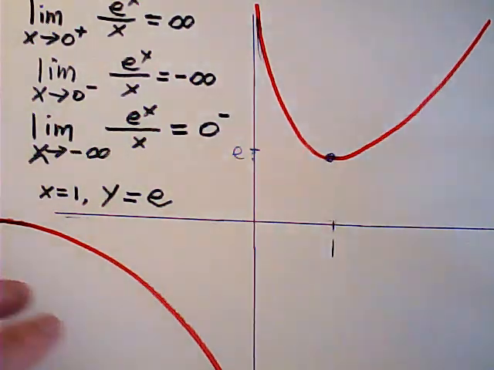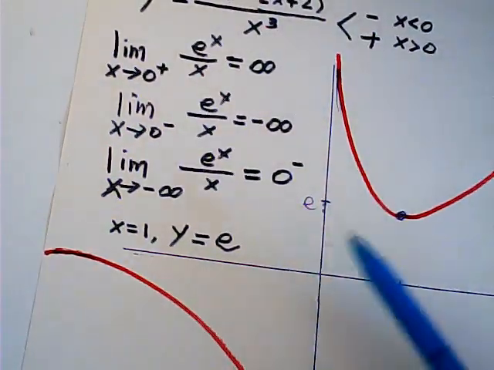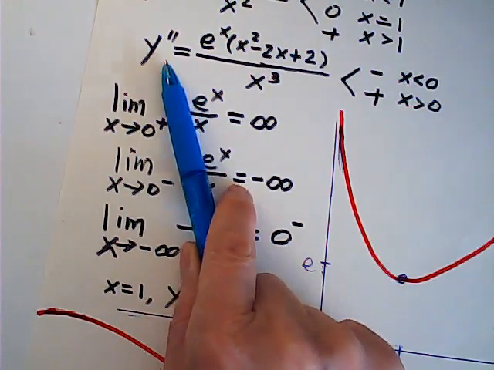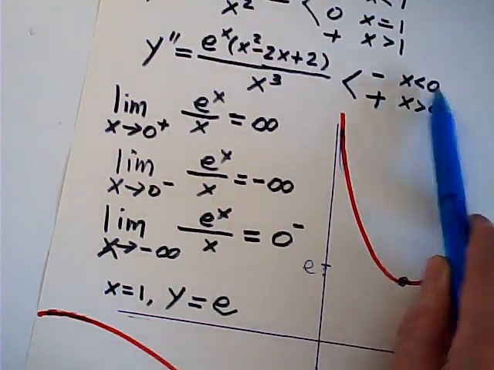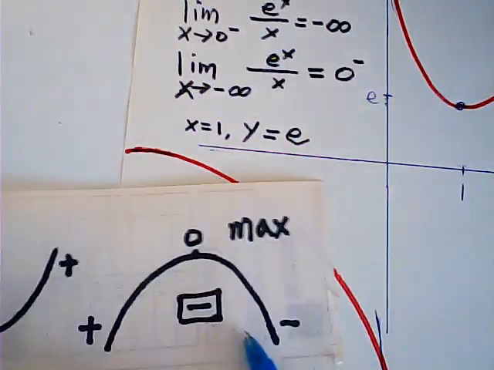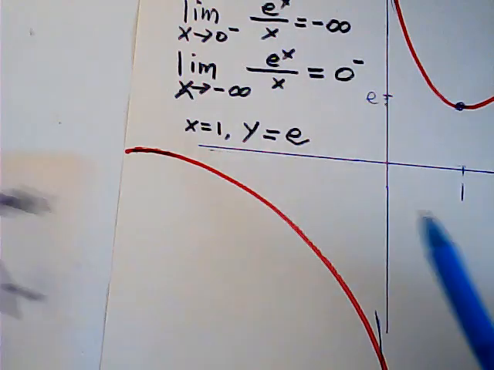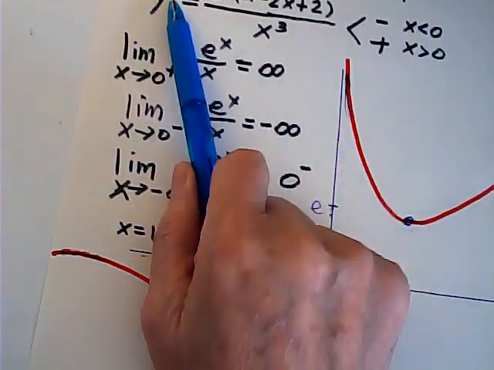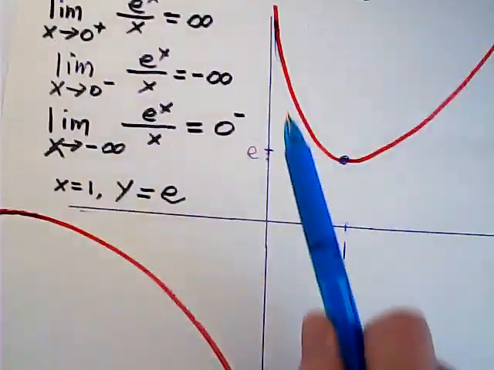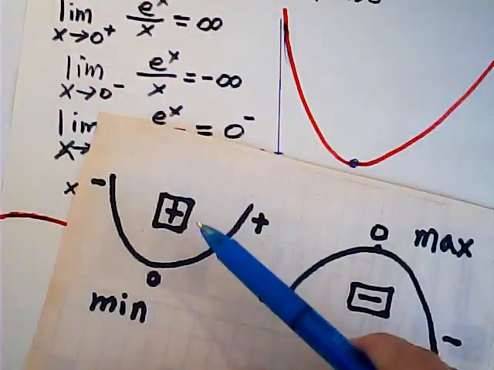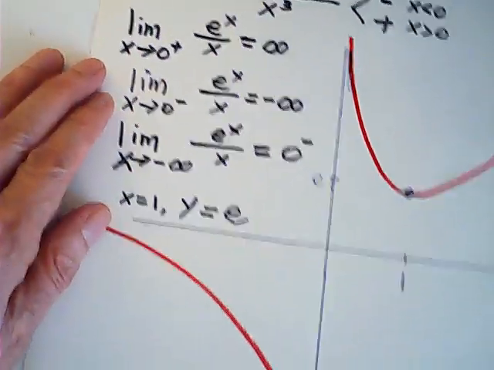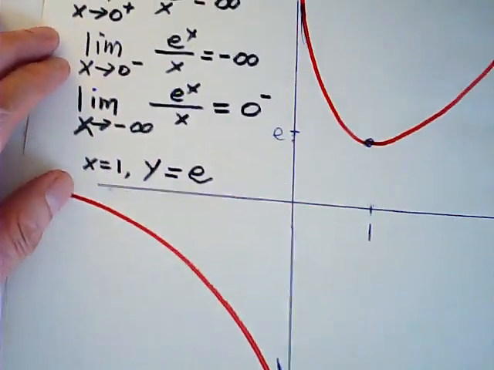Now we can check easily that the second derivative is negative before 0. See the curve? Negative. After 0, the second derivative is positive. See? It's positive. See, this is really nice.